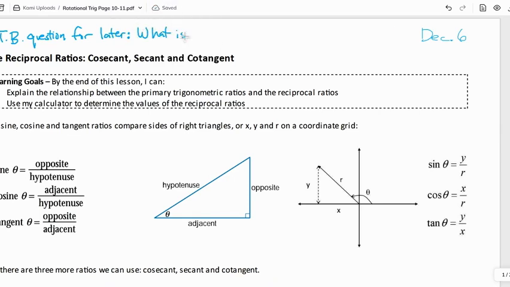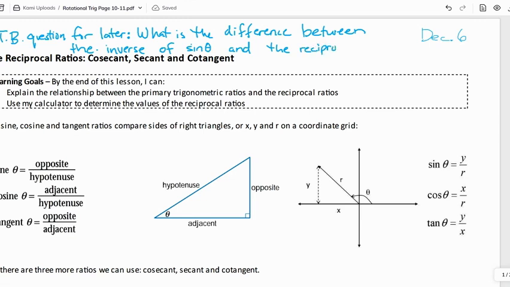You spoiled that. No, I predicted it. What's the difference between December 6th and reciprocal ratios? One's a date on the calendar and one's a math theory. I don't remember. I'm glad.